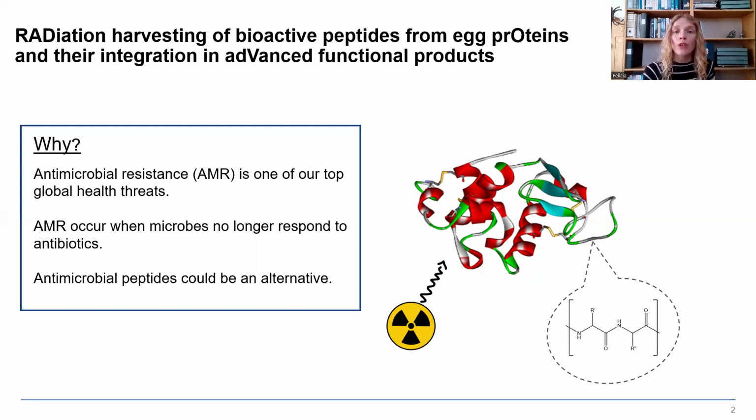So in this project, we want to use ionizing radiation, which is high energy radiation, to cleave the chemical bonds within the protein chain so we can produce these antimicrobial peptides. We can then use them in different products such as hydrogel wound dressings or food packaging films.